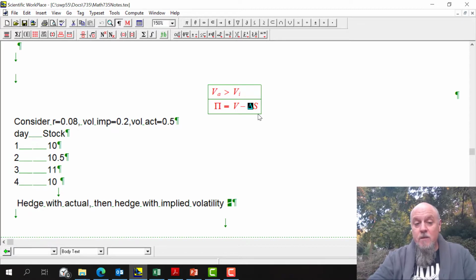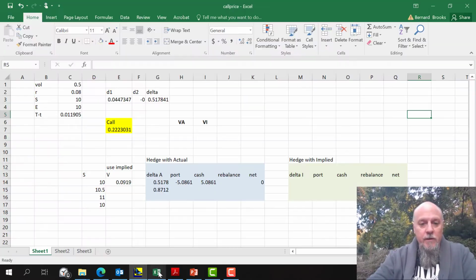Which do we use? Well, let's hedge it first using the actual volatility. So when I say here hedge with actual volatility, what I mean is using the actual volatility in the delta formula to figure out how many shares we short. Let's open up a spreadsheet then. Right now, we know it's 3 days until expiry, and we know the stock is selling at $10. What we don't know is these future prices where the stock is $10.50, $11, $10. We don't know the future stock prices. We'll just use these to calculate, as they come to us, we'll rebalance the portfolio.